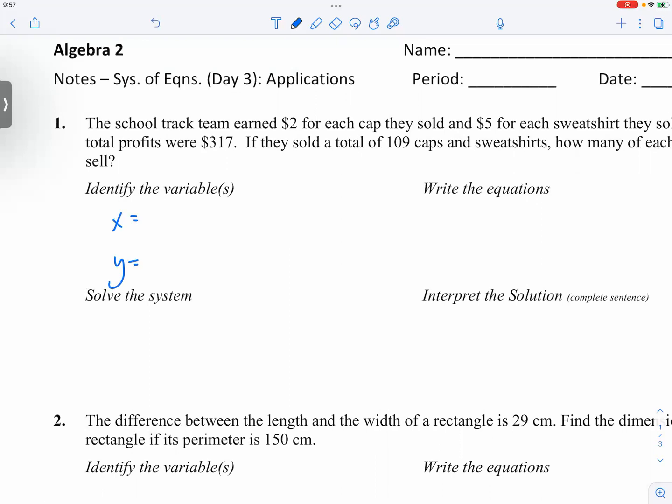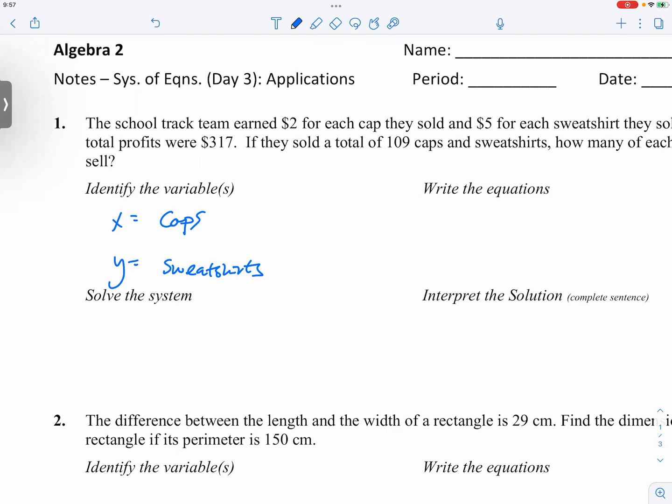So you can say let x be or let y be, or as simple as x equals 2 and y equals 2. Now I'm going to show you a bad example first. The bad example is this. Some students are going to write this: X equals caps, and then y is equal to sweatshirts. This is bad. The reason why this is bad is because it does not provide the specifics.